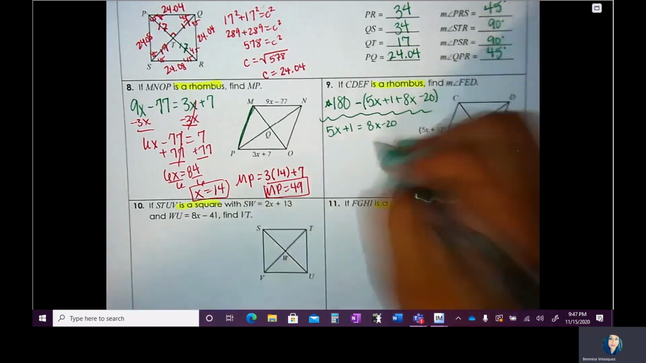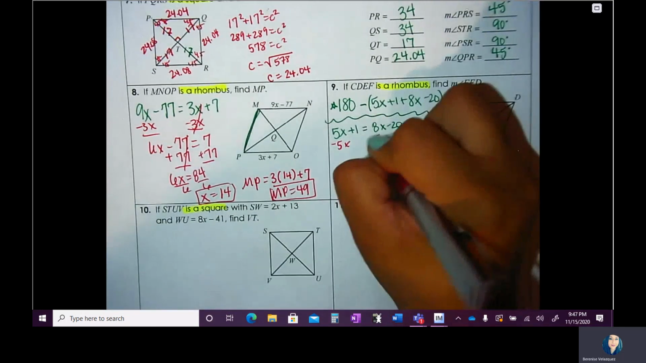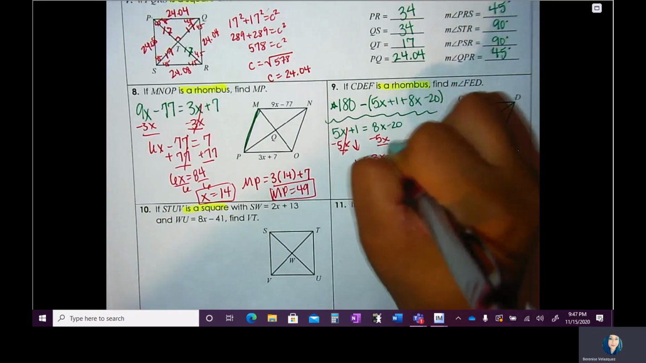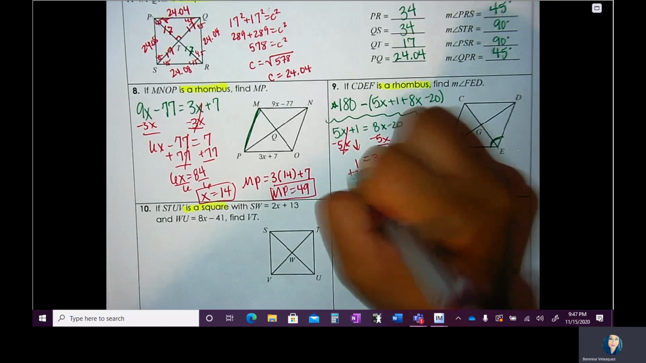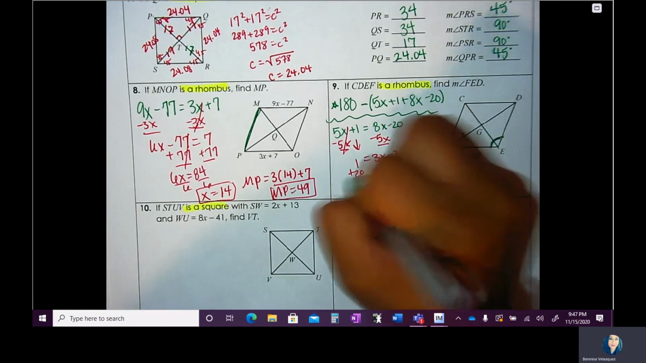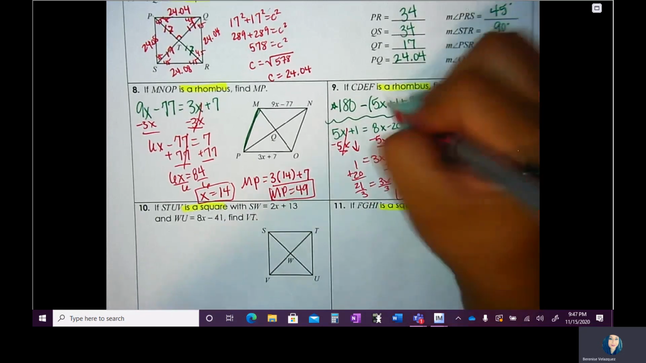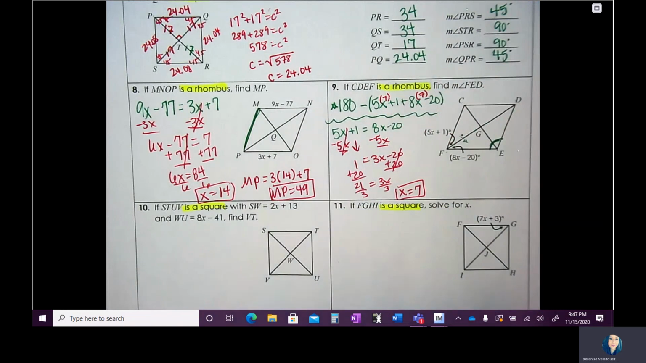Okay, so first thing I'm going to do is the math here. Minus 5X. 1 is equal to 3X minus 20. Add 20 to both sides. 21 is equal to 3X. Divide by 3. X is equal to 7. Remember, that's not my answer, but that tells me what I'm going to plug in here. And once I plug it in, I subtract that number from 180, and that gives me my answer.